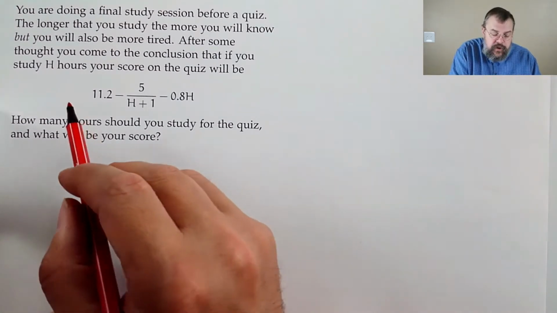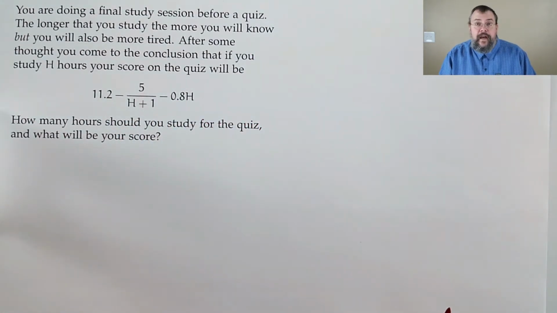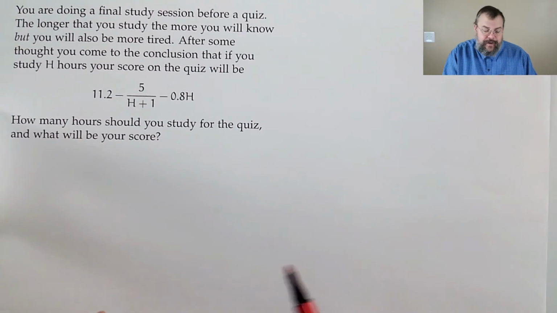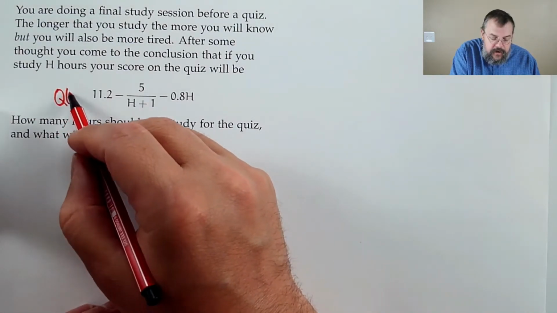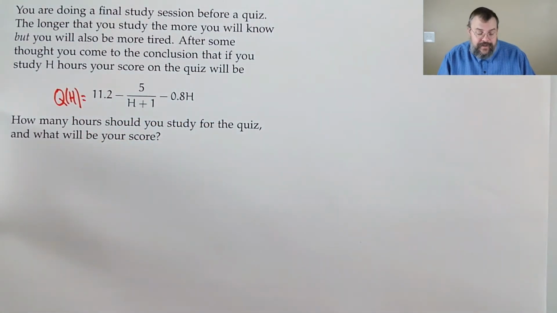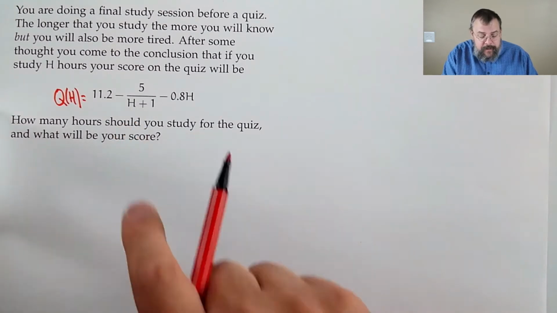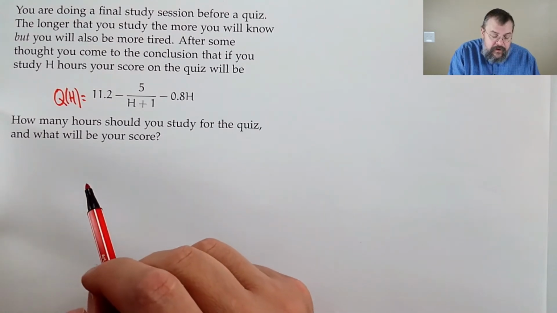So what we should do is we should give this a name. So capital H is our variable. And yeah, it's okay to use capital letters as variables, no problem. We'll go ahead and give this function a name. We'll call it Q for quiz. So our quiz score as a function of H. It's kind of remarkable that we're able to figure that information out. Interesting. All right, anyways, back to our problem. So what do we want to do?